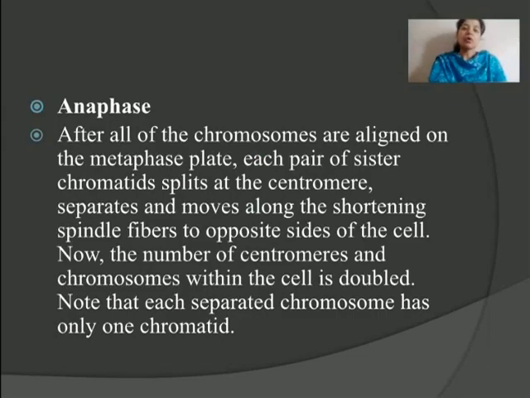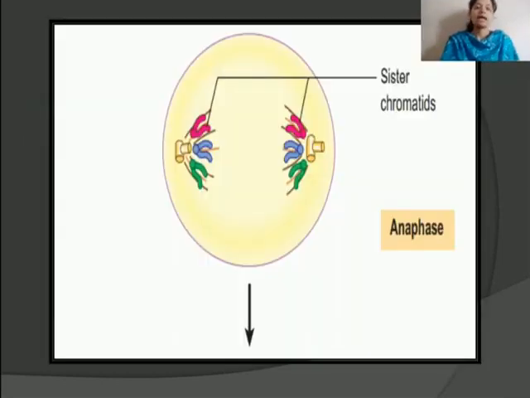Now after all the chromosomes are aligned on the metaphase plate, each pair of sister chromatids splits at the centromere, separates and moves along the shortening spindle fiber to the opposite side of the cell. Now the number of centromeres and chromosomes within the cell is doubled, because they are separated, right? The separated chromosomes have only one chromatid at this stage. As you can see in this slide, sister chromatids have formed and they have moved to two opposite poles.